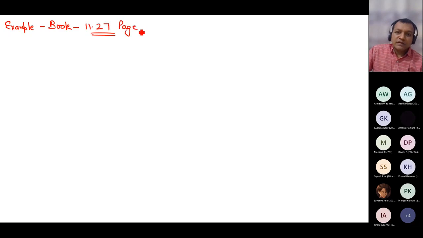So I'm giving you an example. Those who are having my book, please don't see the answer. Or whatever book they have, please don't see any solution. You should do it on your own. On page 11.27, let me write the detail of this example.